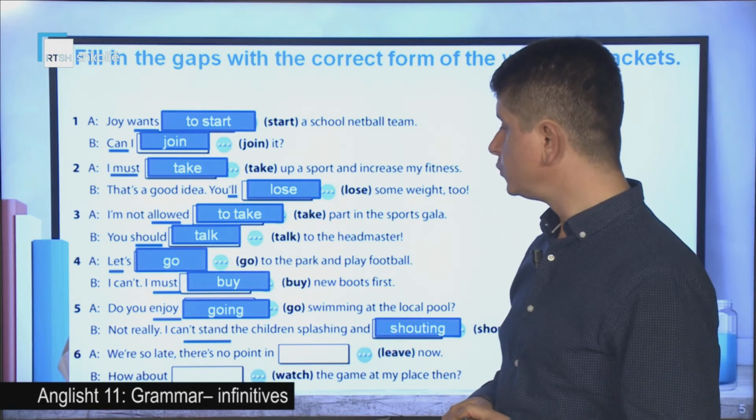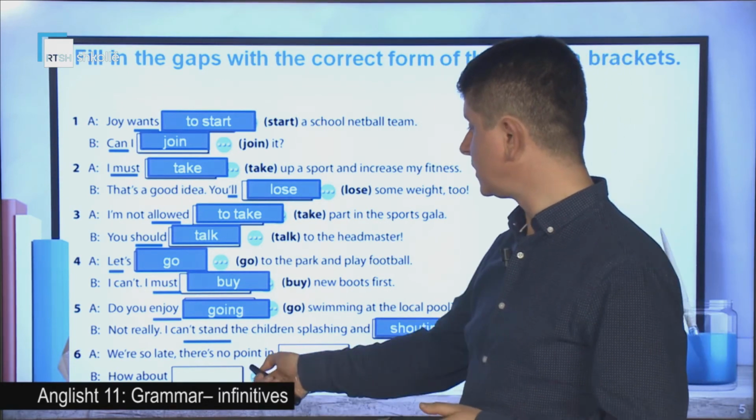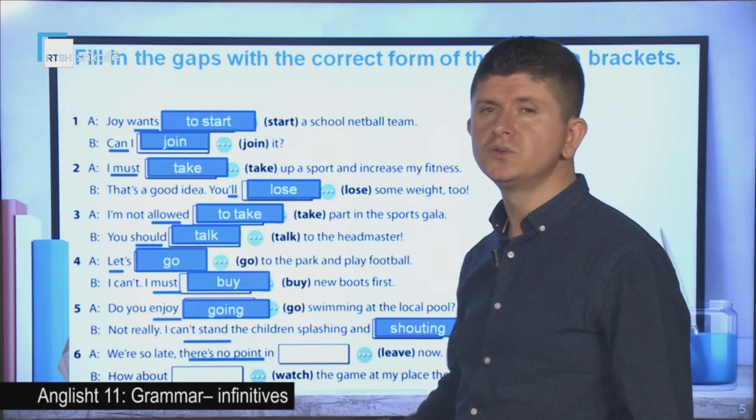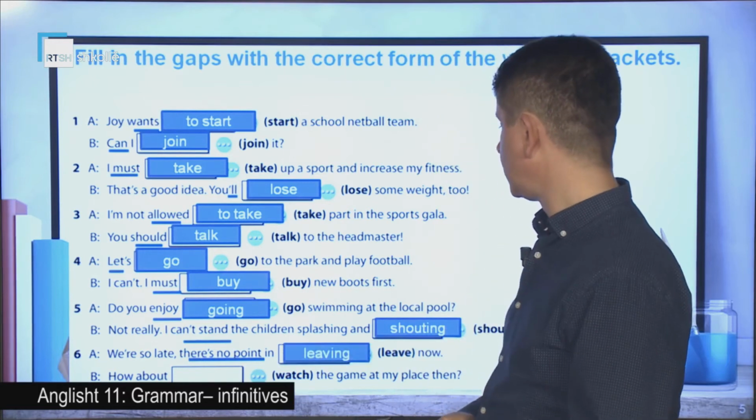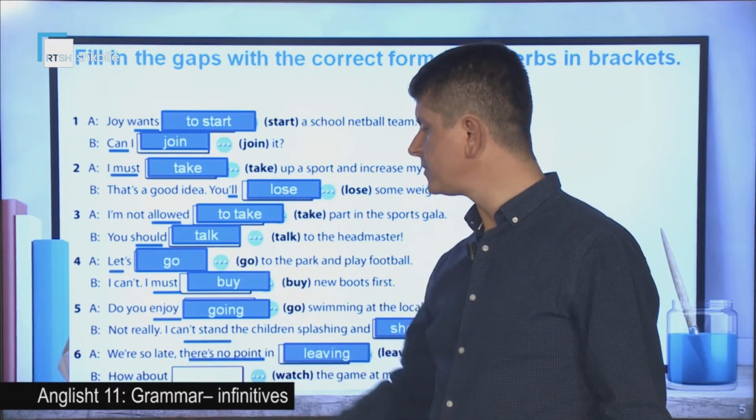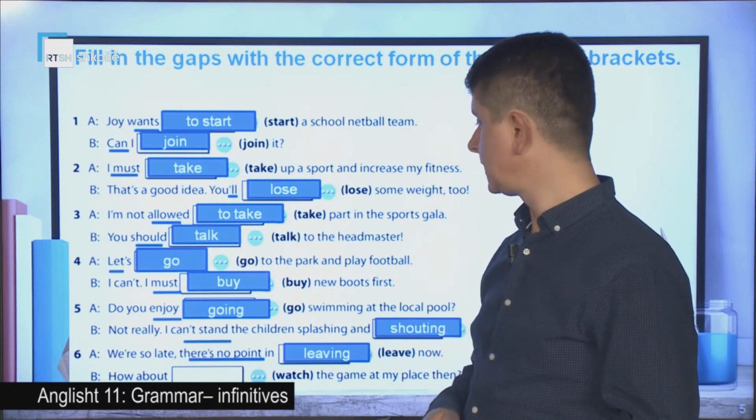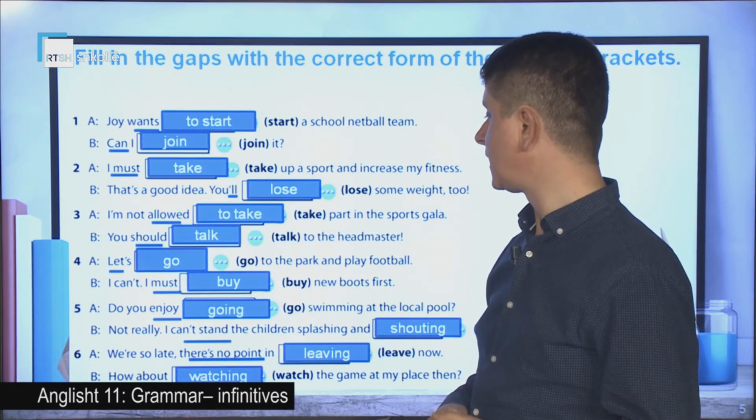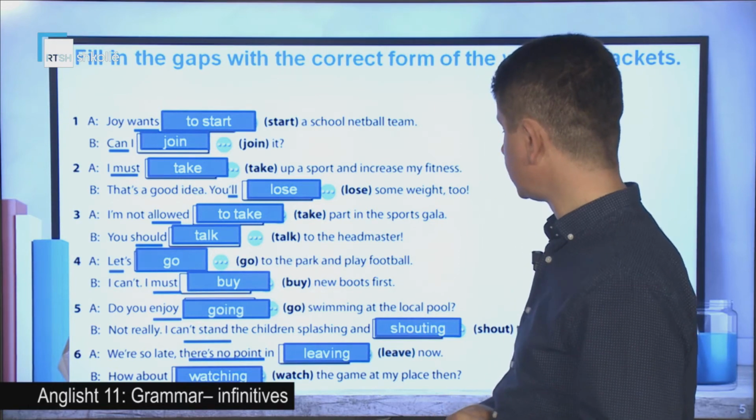And the last one, we are so late, there is no point. We have the expression there is no point, and we use an ing form in living. And the last one, how about, we see that we have a preposition, and again we use an ing form. How about watching the game at my place then?